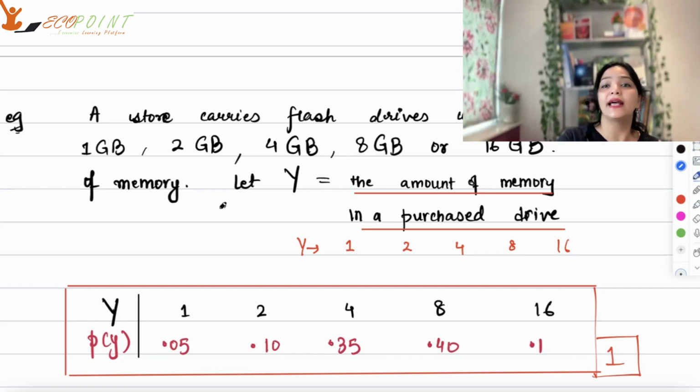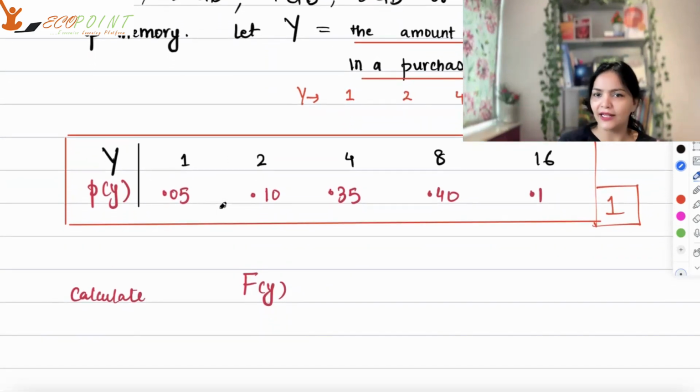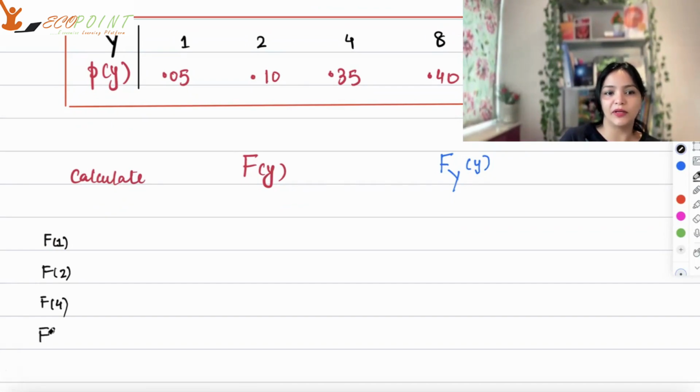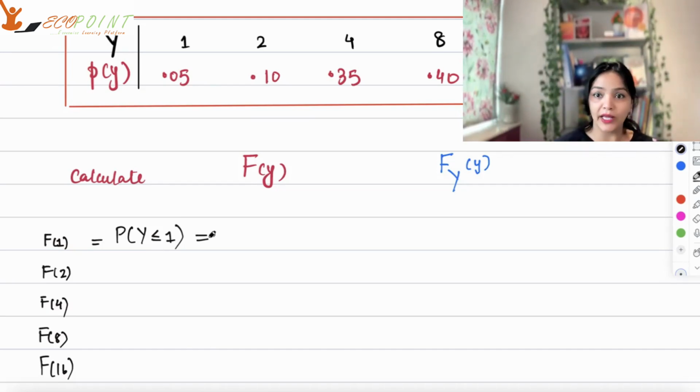Okay. Now, let's calculate the CDF for this random variable. So let's calculate capital Fy. I can write down Fy(y) or just Fy. What I would be interested in is finding out capital F for the values that this random variable is taking. So I'll be interested in F1, F2, F4, F8, and F16. Now capital F1 means probability y is less than or equal to 1. So you will have to think, what are the values this random variable y is taking which are less than or equal to 1? Well, it's only taking 1 because the value starts with 1, right? So it is P1 and P1 is given to us as 0.05. So that means capital F1 is also 0.05.